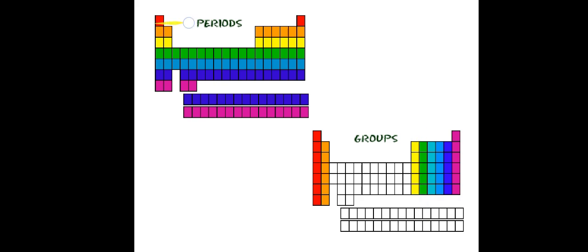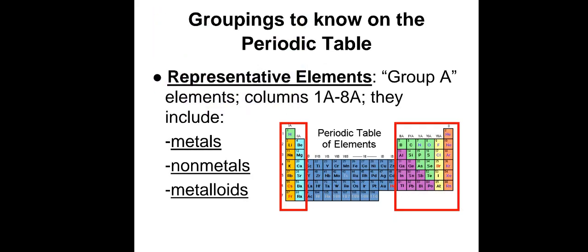Once again, revise that left to right horizontal rows of the periodic table are known as periods. Top to bottom vertical columns of the periodic table are known as groups. Today we will study the grouping of the periodic table.